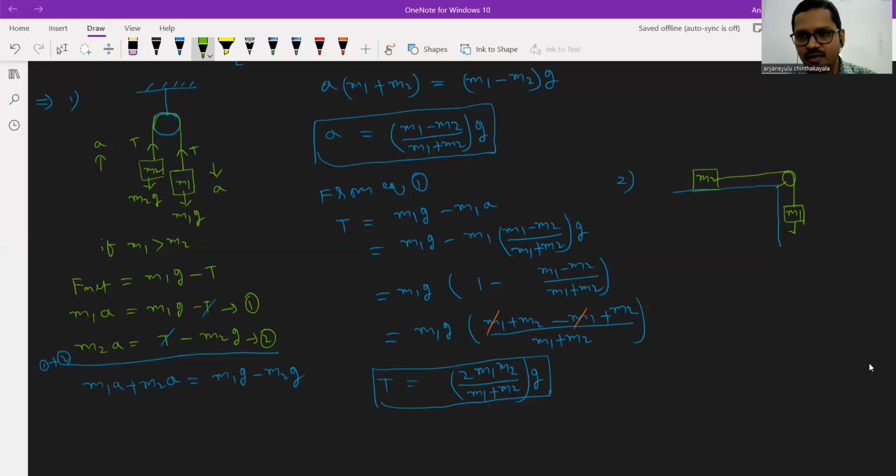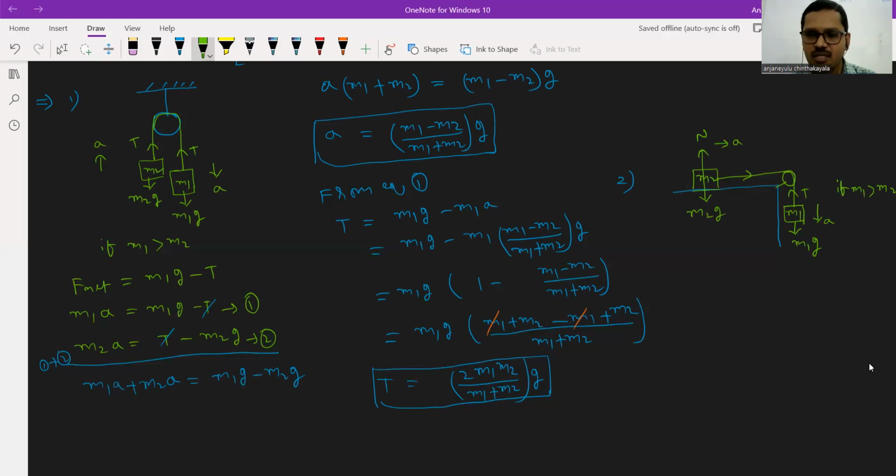So gravitational weight acts on this block, M1G, and tension acts in the upward direction. And for the block placed on the horizontal table, the normal force N exactly balances M2G. Then tension acts along this direction. The same condition I'm using as before: if the mass of the first block is greater than the mass of the second block, the first block moves in the downward direction with acceleration A, and the second block moves along this direction.